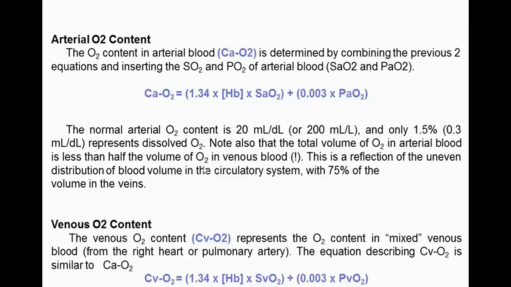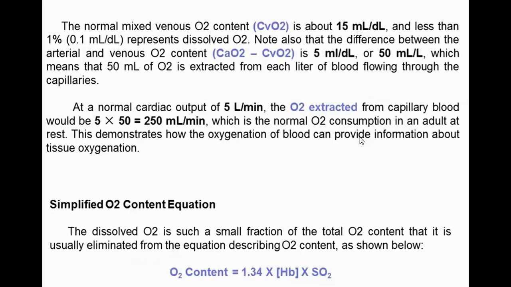The venous oxygen content is the same equation as above, but instead of A it will be V, with the saturation of the vein. And here will be the PVO2 instead of PO2. The normal mixed oxygen venous.